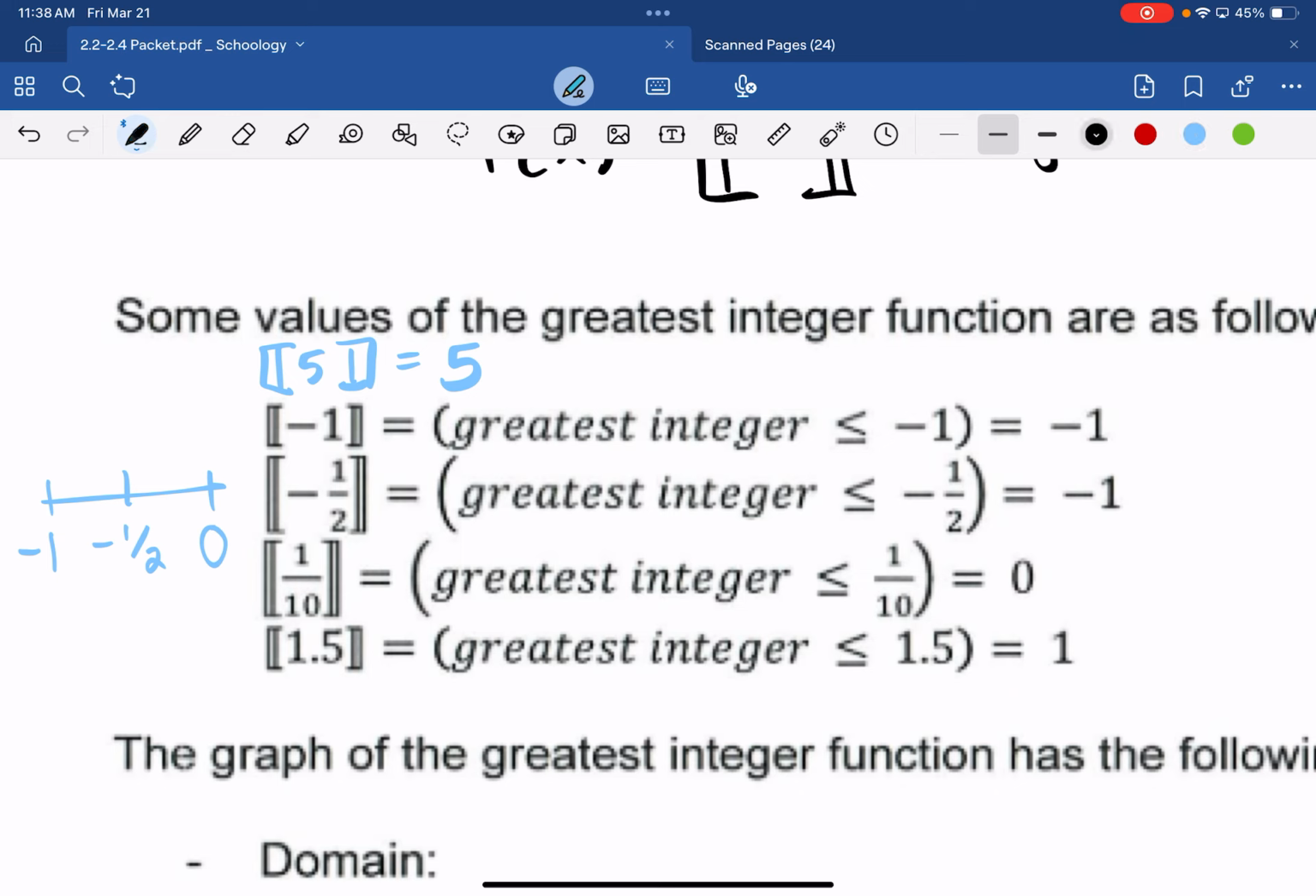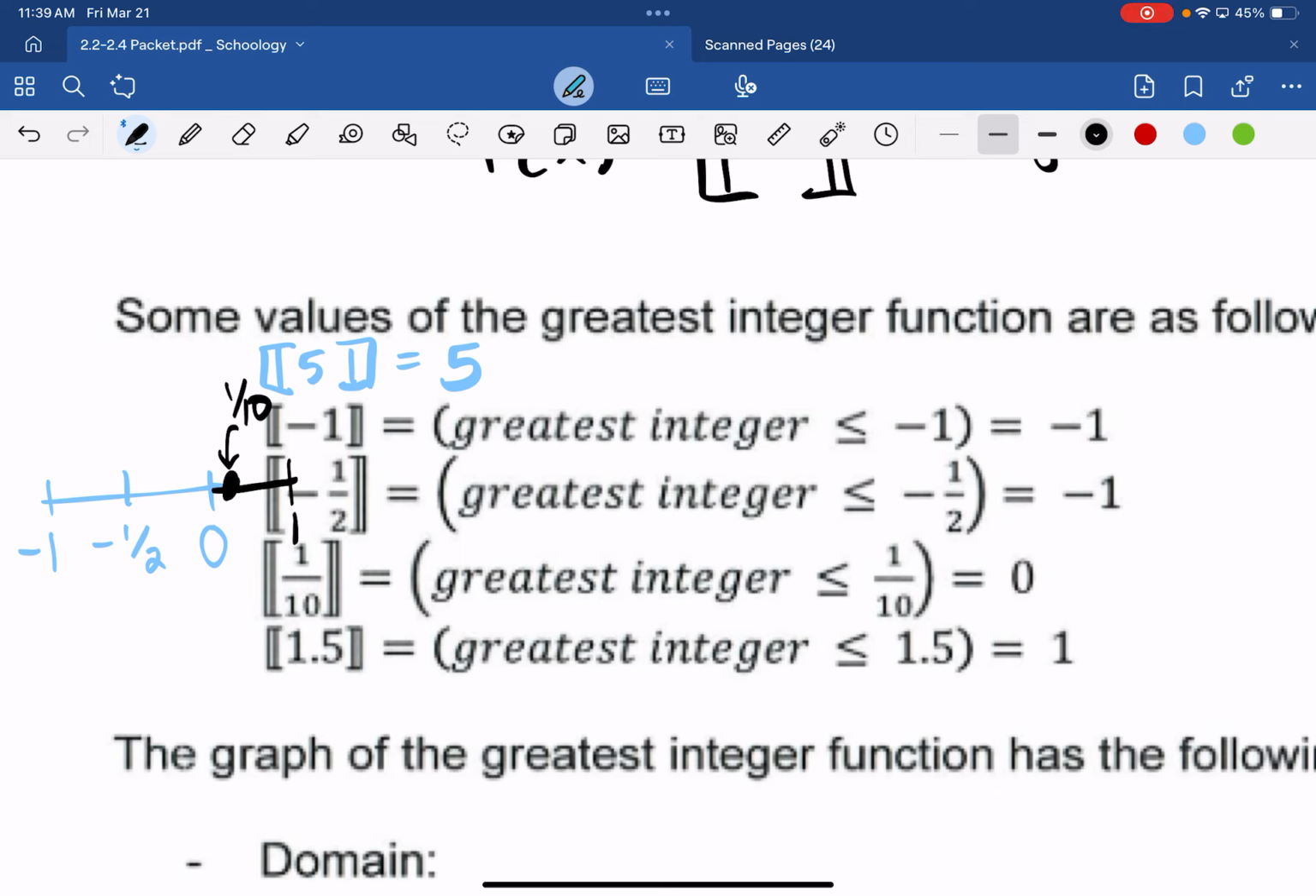What about 1/10? 1/10 is technically, if I were to extend this, here's 1. 1/10 is like right there. Again, think rounding down. That can be helpful. Round down. So if I'm at 1/10 and I round down to the first integer I hit, it'd be 0. So my answer is 0. So your answers to these problems are always going to be nice whole numbers. Okay?